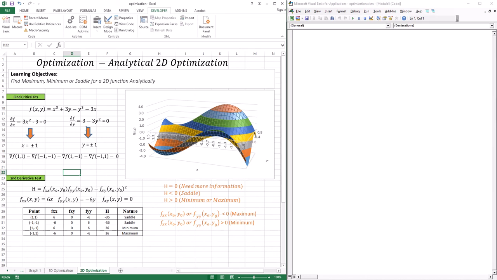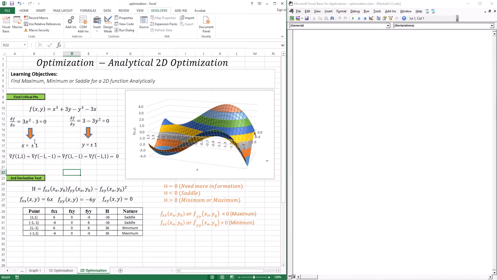So I'm going to do the same thing for the function with respect to y. And again, the terms that have x will be regarded as constants. So those are going to drop out. So I'm going to have 3 minus 3y squared. Place this equal to 0. I have y is equal to plus or minus 1.